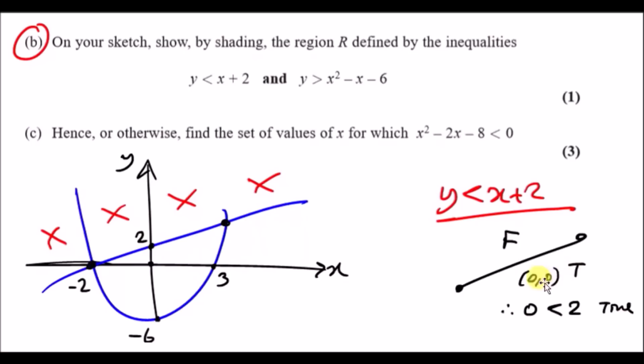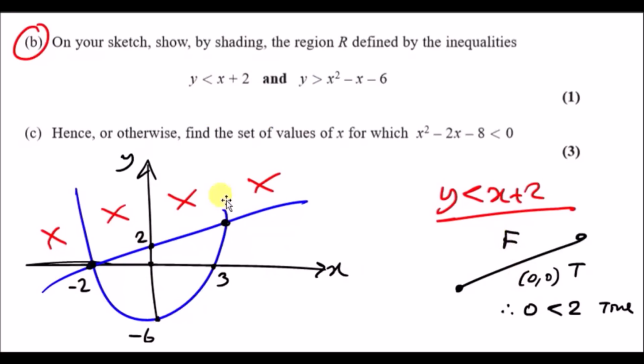So I've decided, okay, let's test 0, 0, because we know it's below this blue line, and it's on this side, on the bottom side. And when you plug in 0, 0, we find out that you get 0 is less than 2. And this is a true statement. And because it's true, this means that the inequality is actually going to be on this side.